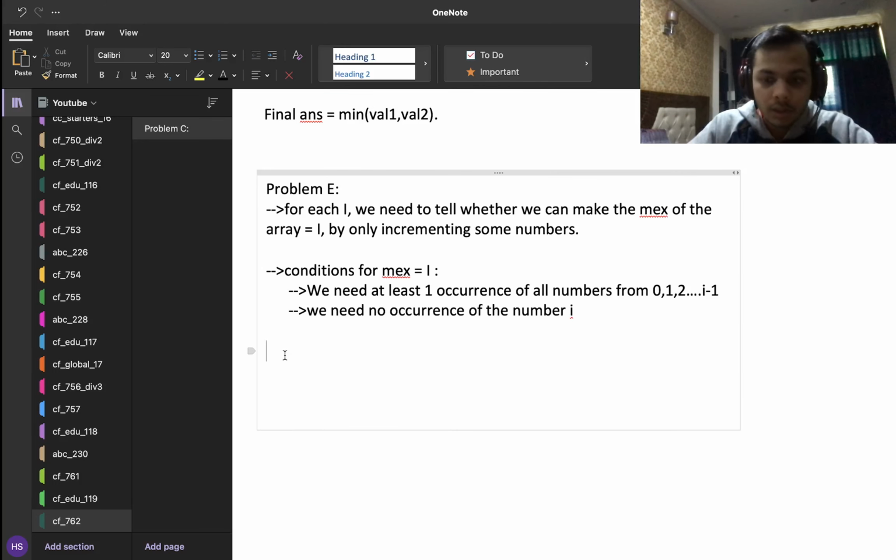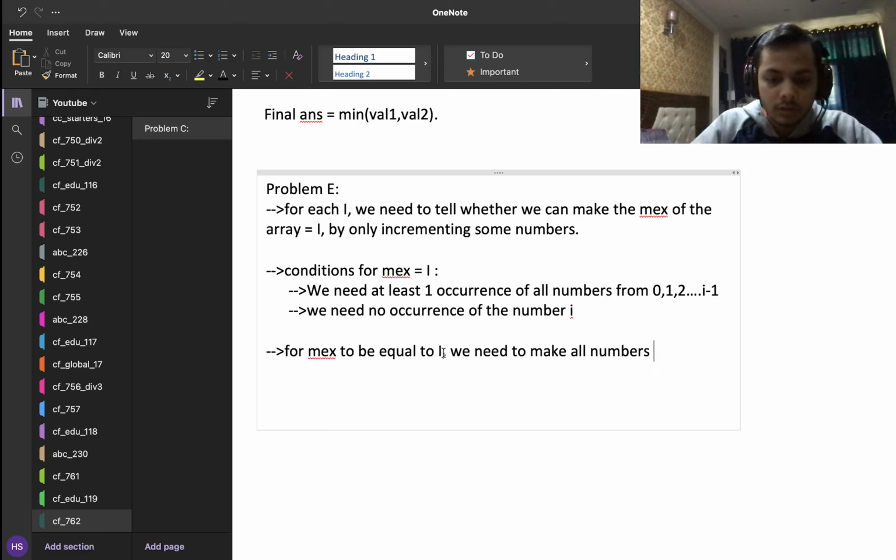Right. So, what I will do is that I will look at it in a very different manner. For max to be equal to I, also I will just ignore the second condition for now, because we can always just remove all the occurrences of I. So, for max to be equal to I, we need to make all numbers from 0 to I minus 1. That's it. The second condition will be satisfied. We can just add the counts of I to our answer, because for each count of I, we will have to increment it by 1. That's very secondary, so I am ignoring it for now.